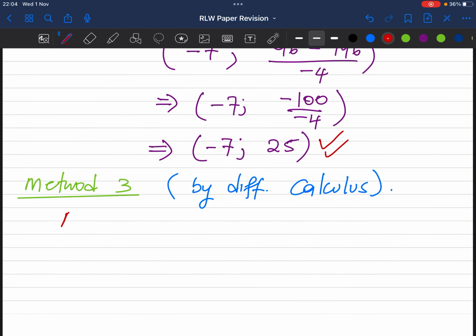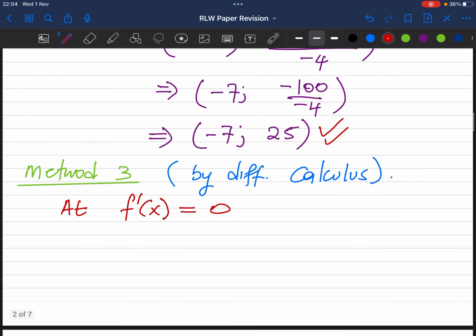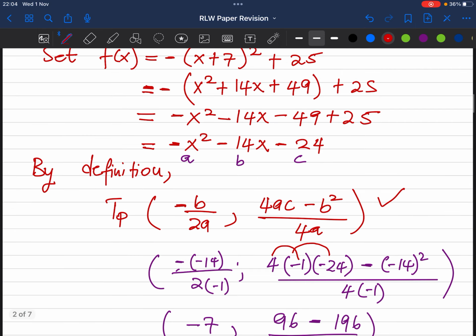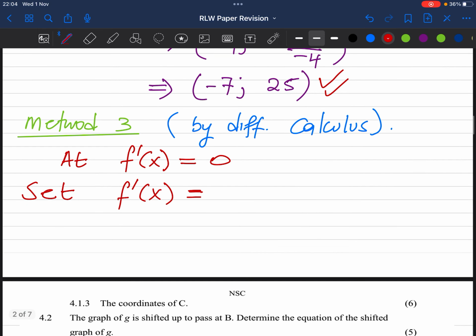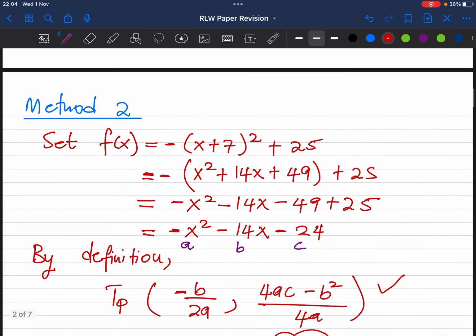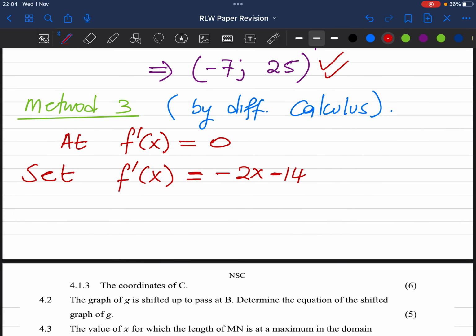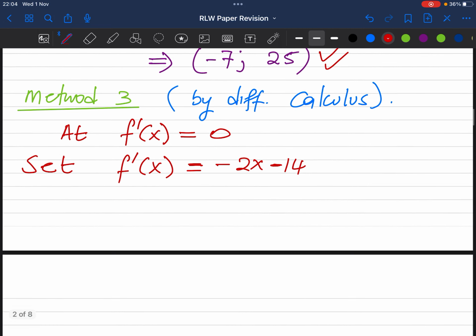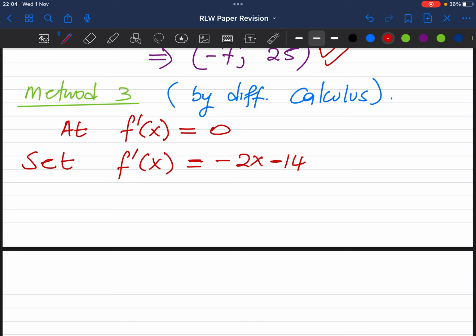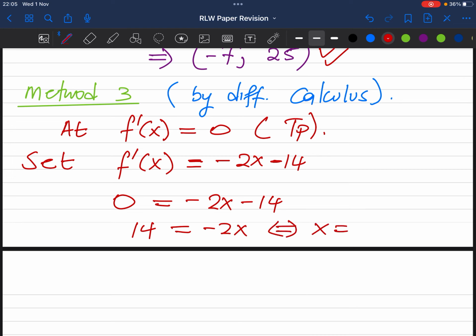You can say f prime of x equals 0, because that's our maximum or minimum. This is a polynomial function, so we differentiate each term individually. I'm going to have minus 2x minus 14 there. We know that at the turning point this must be 0. So it's negative 2x minus 14. We take that negative 14 to the other side, it will be 14 equal to negative 2x. This is just negative 7 there.